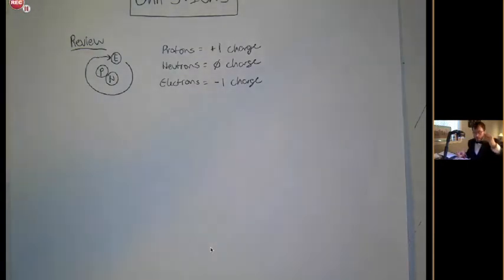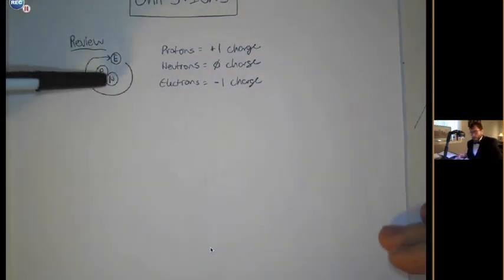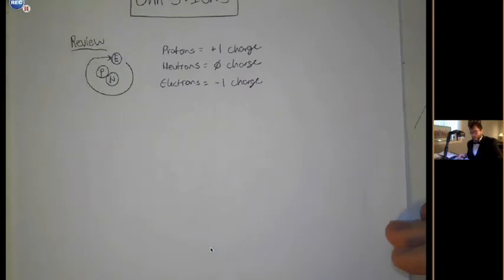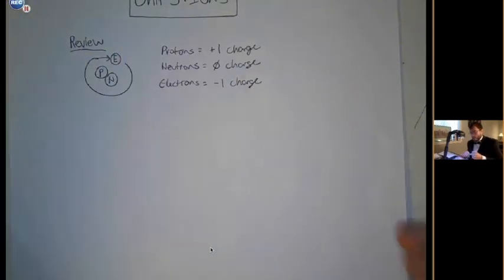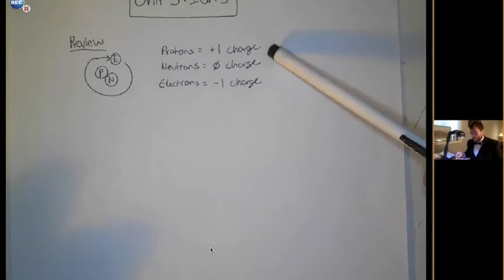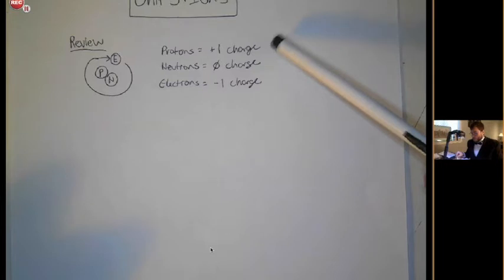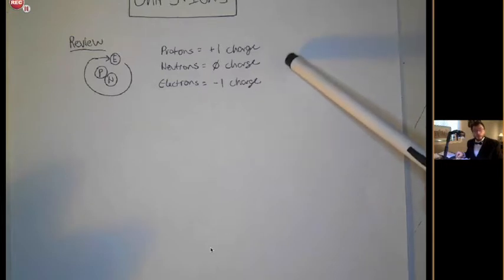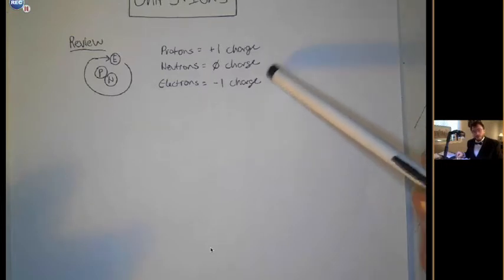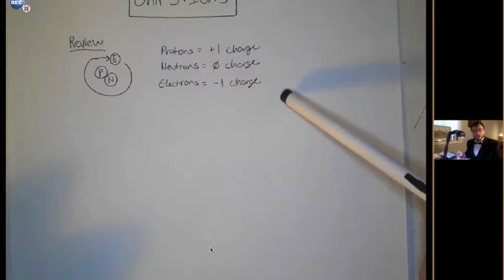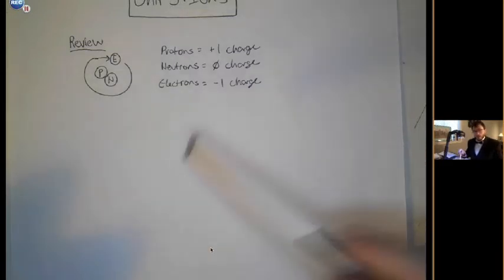But before we do that, a little bit of a review. Let's briefly remember the parts of an atom. Atoms have protons, neutrons, and electrons. In the nucleus, in the center, we have protons and neutrons. And protons, remember, have a +1 charge. They have a positive charge. Neutrons are neutral. So what that means is they have no charge at all. They have a charge of 0. And then electrons are quite small. They orbit the nucleus, but they have a -1 charge, so they are overall negatively charged.